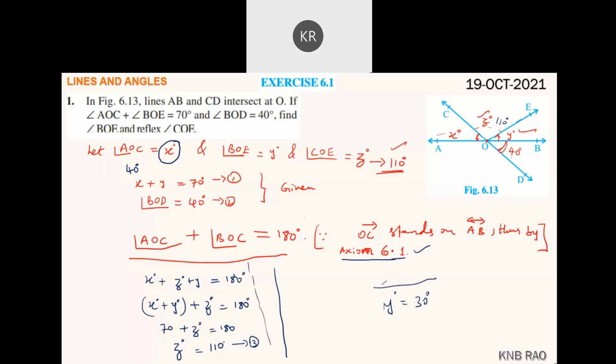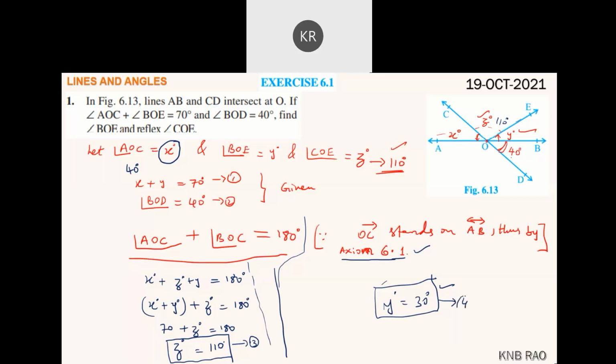So how have you written these working steps? Similarly, these are all the same working steps for finding y also. Understood? Yes, sir. So the same working steps, the same type of reasons you can write for finding y equals to 30 degrees, as I found z equals to 110 degrees.